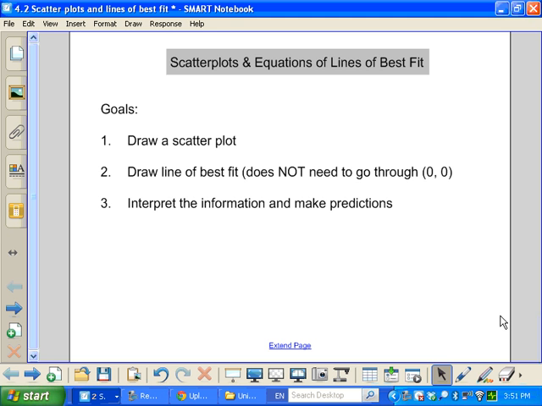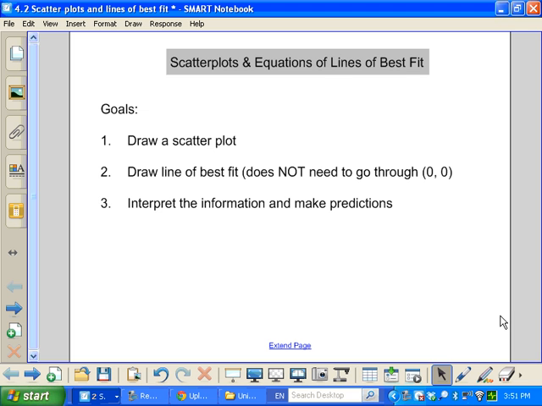Okay, so this is lesson 4.2, Scatterplots and Lines of Best Fit. So yesterday we talked about how to plot ordered pairs or plot points. Today we're going to talk about plotting more than one point and coming up with some information about them, making some predictions and organizing that.